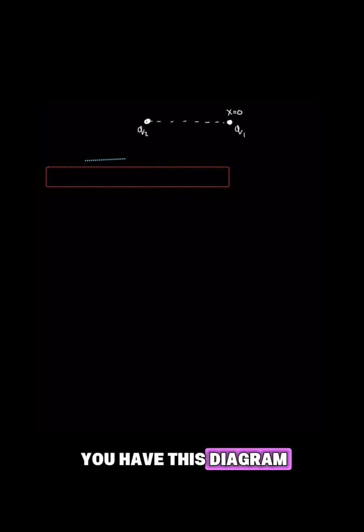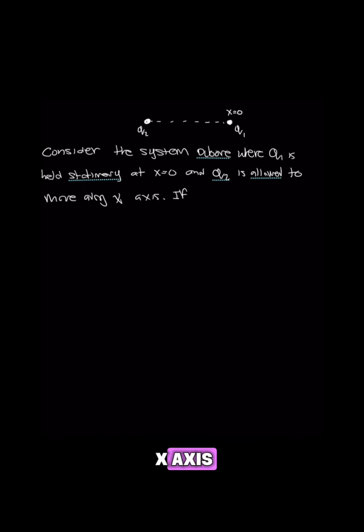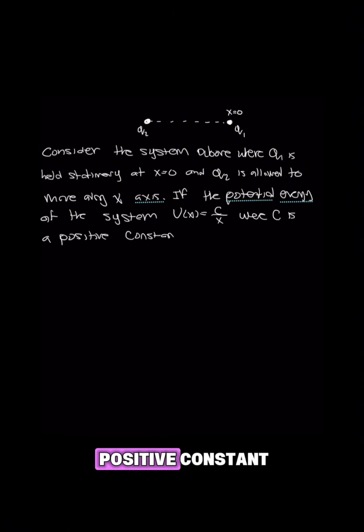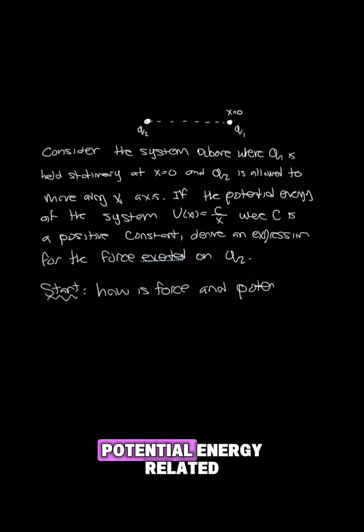Alright, so let's say you're in this diagram here of two charges, and the question says to consider the system above, where Q1 is held stationary at x equals 0, and Q2 is allowed to move along the x-axis. If the potential energy of the system is equal to C over x, where C is a positive constant, derive an expression for the force exerted on Q2.